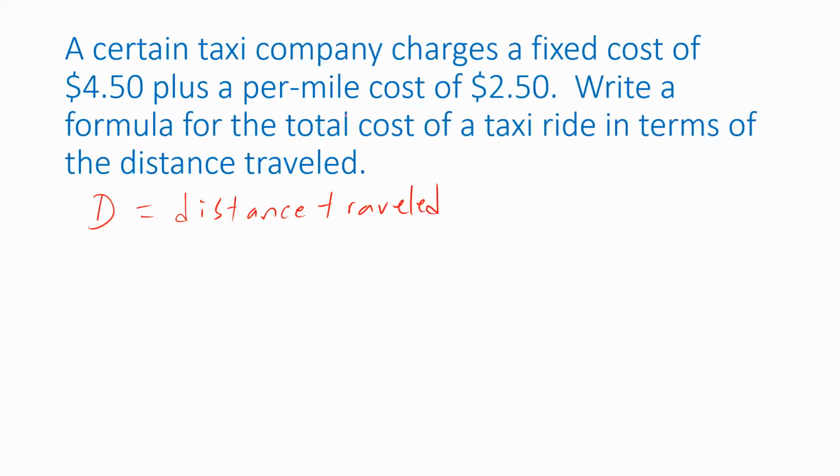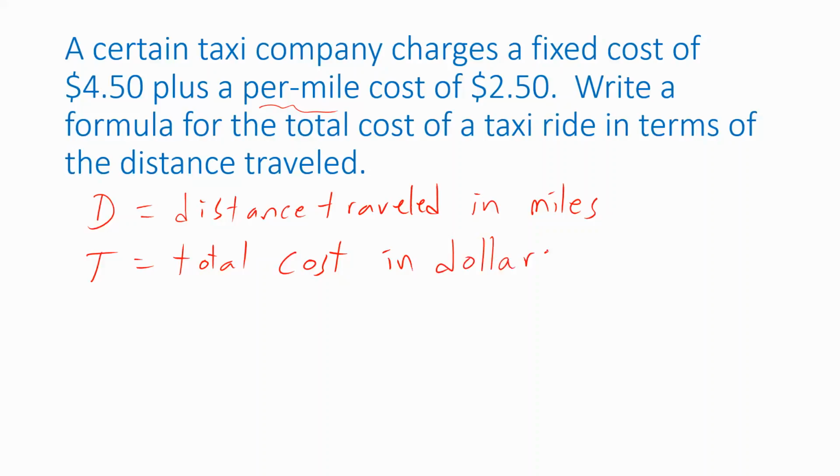And we're told that things are discussed here in terms of a per mile cost, so our distance should be measured in miles. And then I'll let T represent the total cost. And since things in this problem have been described in dollars, that's how we'll measure our cost, total cost in dollars. So how can I figure out the cost of a taxi ride? Well, no matter what, I'm going to be charged $4.50. That's my fixed cost. But then there's also a per mile cost, $2.50 per mile.